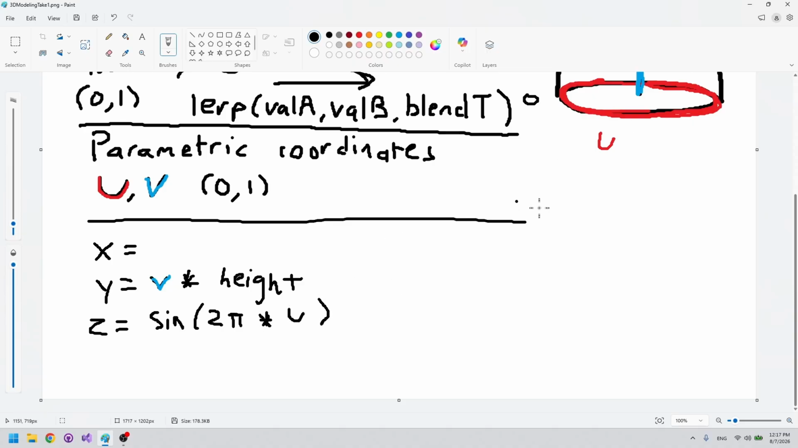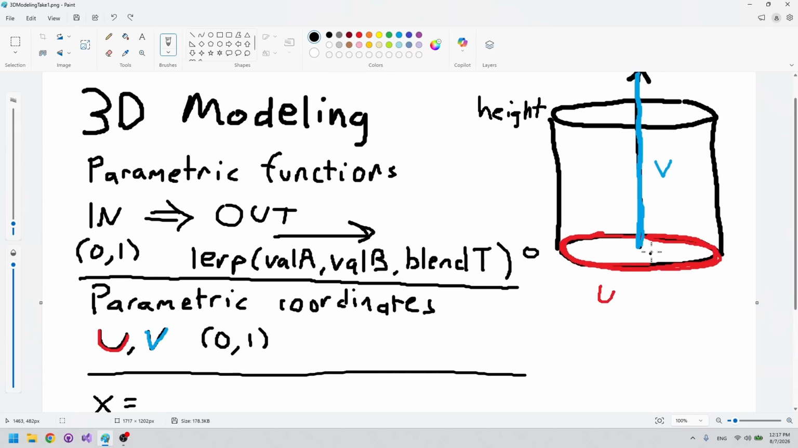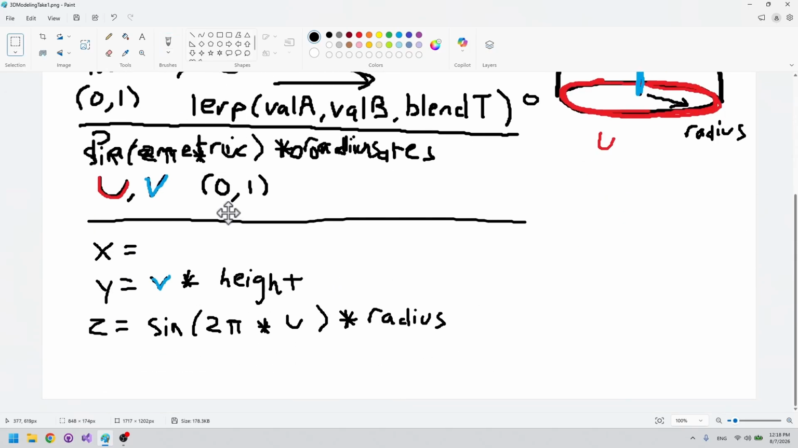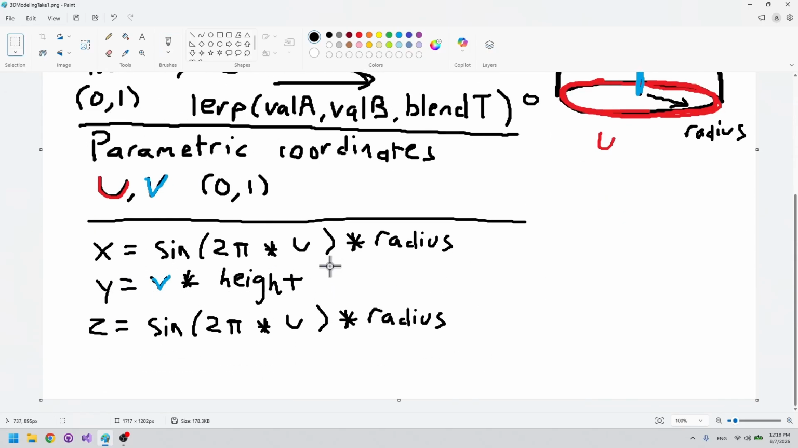And then we'll probably want to multiply in some radius so we can configure our x and z as well as our y. The radius of the tube is basically just saying what is the distance from the center of the tube out to the outer edge. Okay, and then for our x, this is going to be the exact same thing, except that we'll take our sine here and replace it with a cosine.